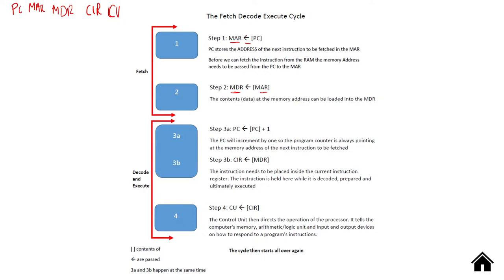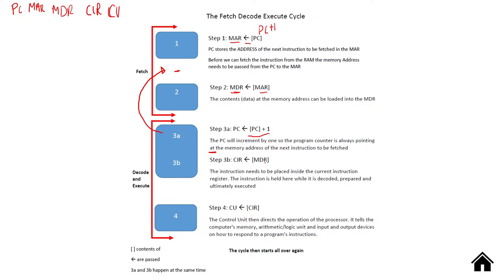Okay, at that point, sometimes this step 3A here, you could argue that it's done here as well. It doesn't really matter where you say this happens, as long as you actually say that the program counter increments by one, because that will get you a mark in an exam. So as soon as the program counter passes its data over, you could increment the program counter by one if you wanted to. So it could go in between step 1 and 2. So PC to MAR, MAR to MDR, program counter equals program counter plus 1 to increment that.